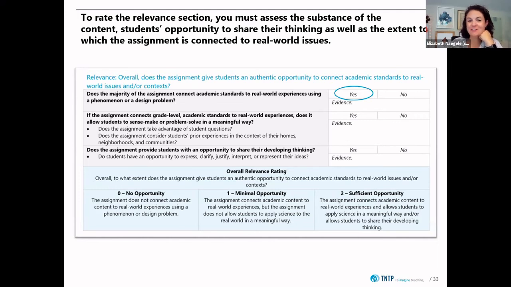Okay, I still see some confused faces. We'll talk about it. I'll show you the answer, then we'll talk about it. I gave it a no. Maybe there's some folks that wanted to give it a no, but felt like this was a perfect assignment, so you thought you should give it a yes. If you gave it a no, you're correct. And a yes on sharing their developing thinking. So let me show you why on those.